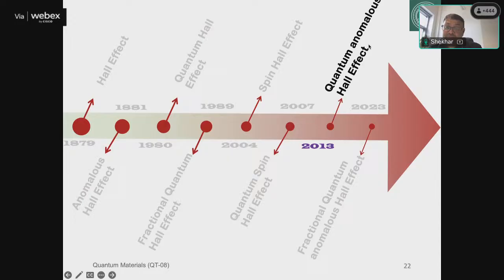Then again we have the quantum anomalous Hall effect, in which spin is involved. As I said in the first slide, the anomalous Hall effect.